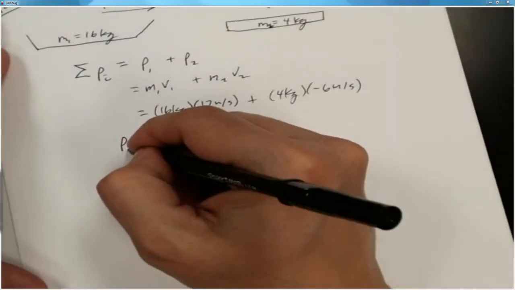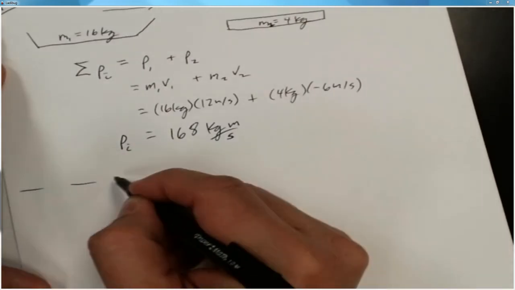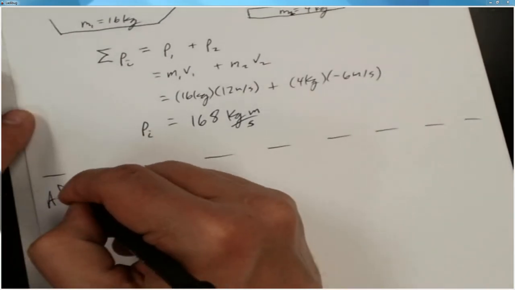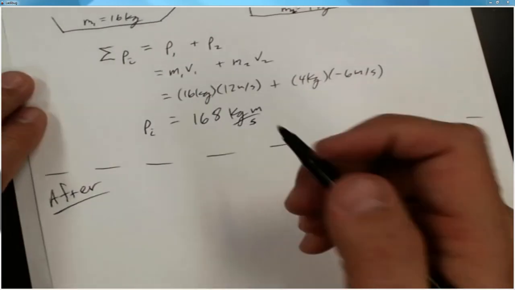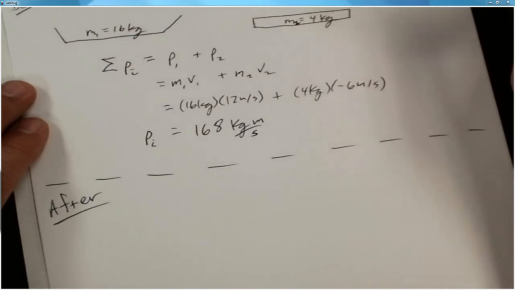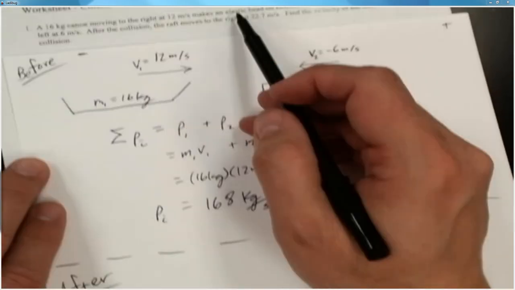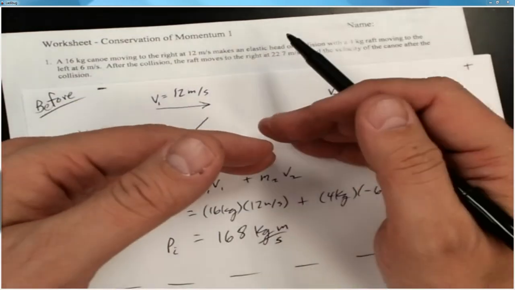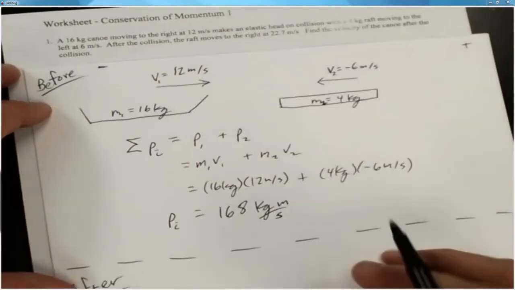So that is the momentum initially. So that's before. And here's after. After what happens? It says it's inelastic, right? See, it's elastic, I'm sorry. The problem says it's elastic. So elastic means they bounce. So this is going to bounce. They're just going to bounce off each other.